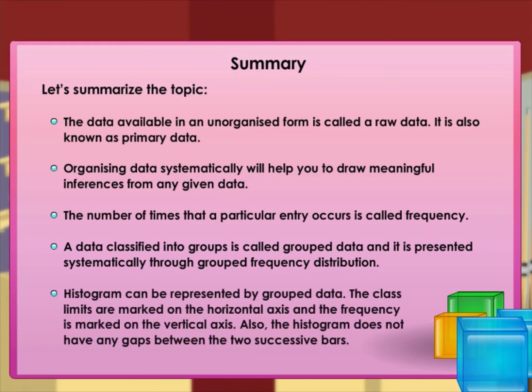Histogram can be represented by grouped data. The class limits are marked on the horizontal axis, and the frequency is marked on the vertical axis. Also, the histogram does not have any gaps between two successive bars.